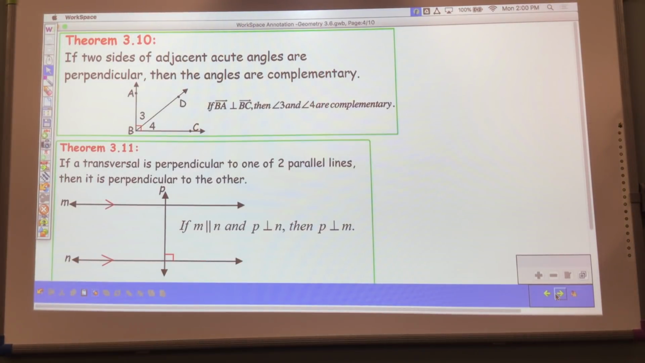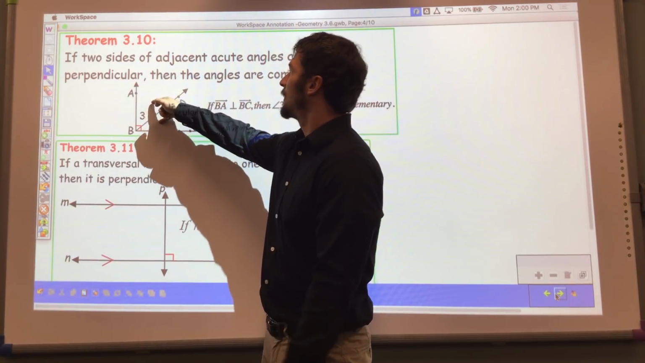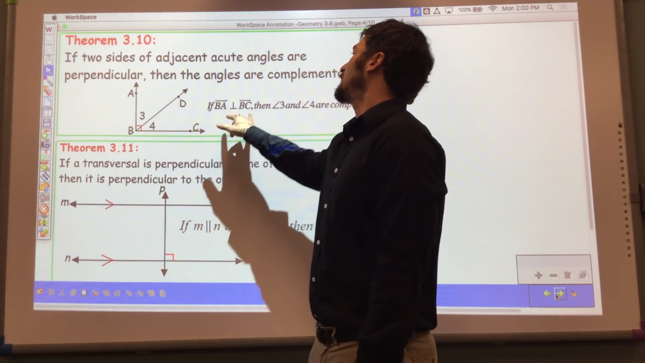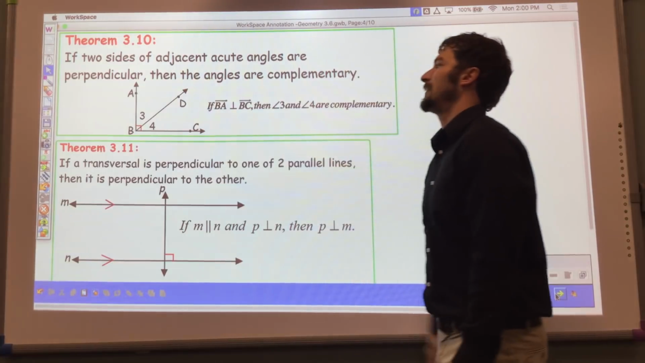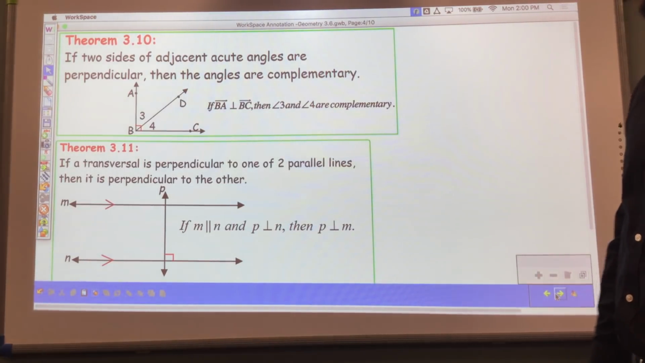Theorem 3.10: if two sides of adjacent acute angles, so 3 and 4 are adjacent acute angles, are perpendicular, that means your angles are complementary. Complementary meaning they're going to add to 90 degrees.